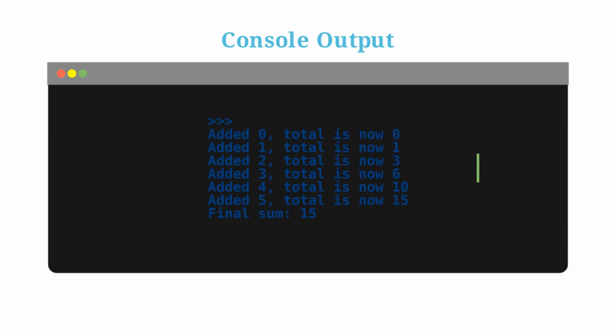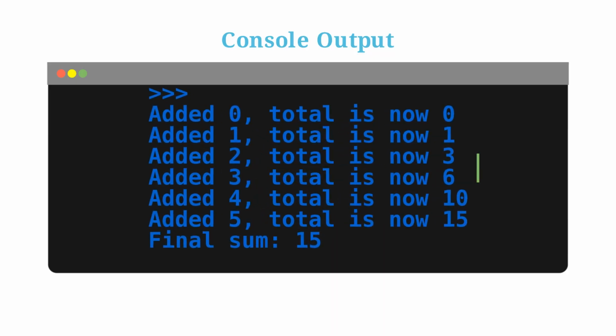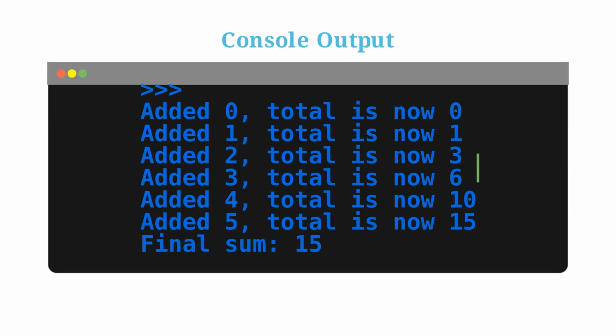Look at how our total accumulates. 0 plus 1 is 1. 1 plus 2 is 3. 3 plus 3 is 6. It keeps growing until we reach 15.